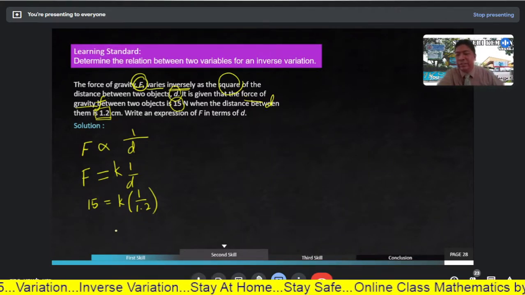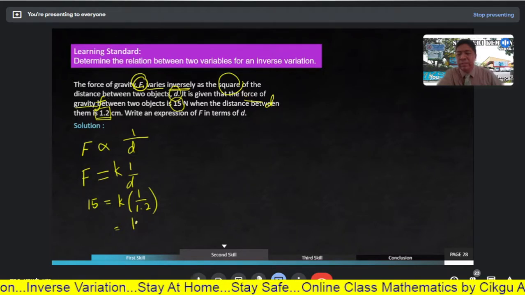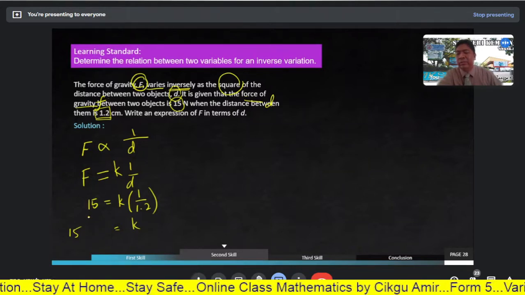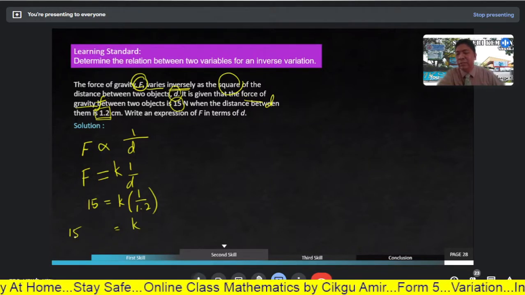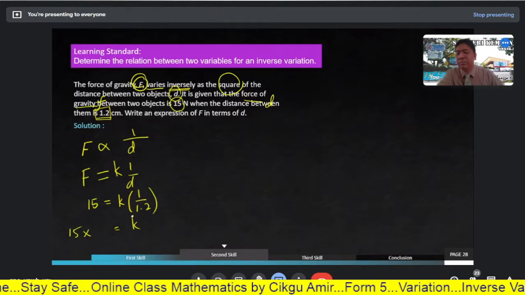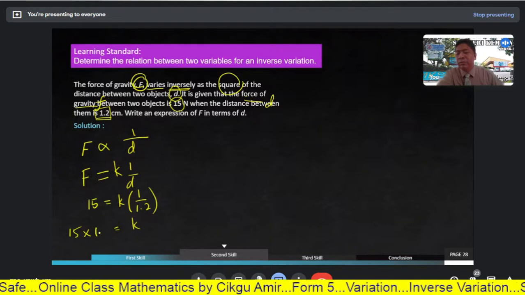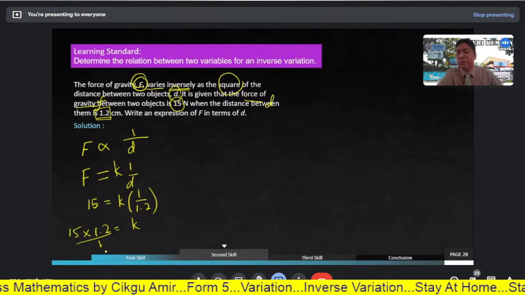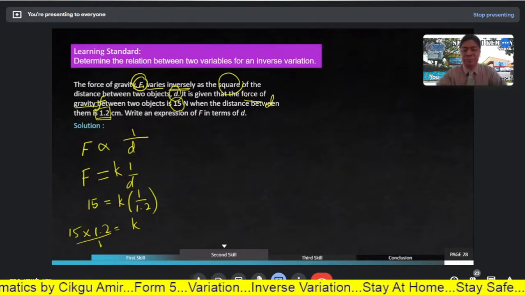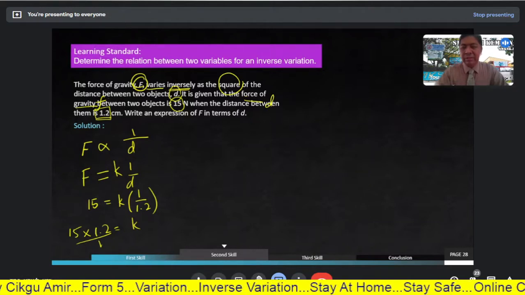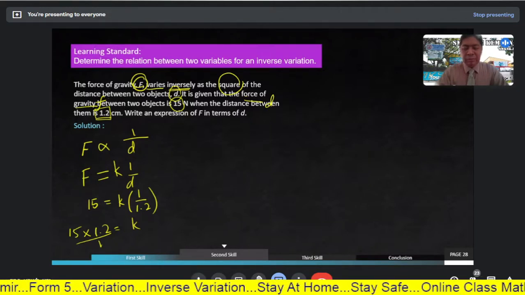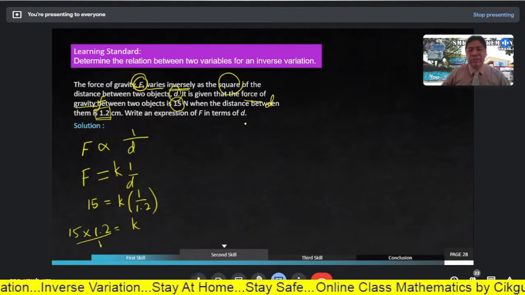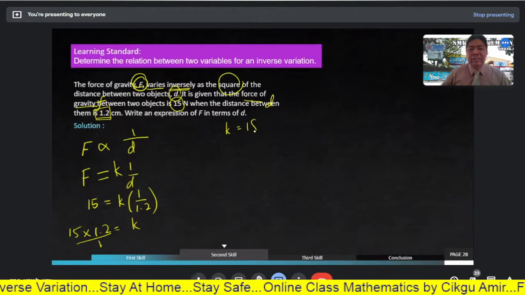Then to solve this, we leave K on the right side, and we move this bracket to the left side. There will be 15 multiplied with 1.2, divided with 1. Get your calculator. 15 multiplied with 1.2 is equal to 18. So the value of K here is 18.